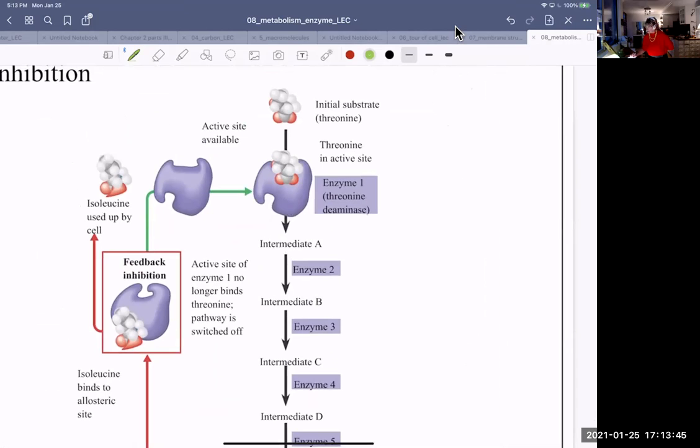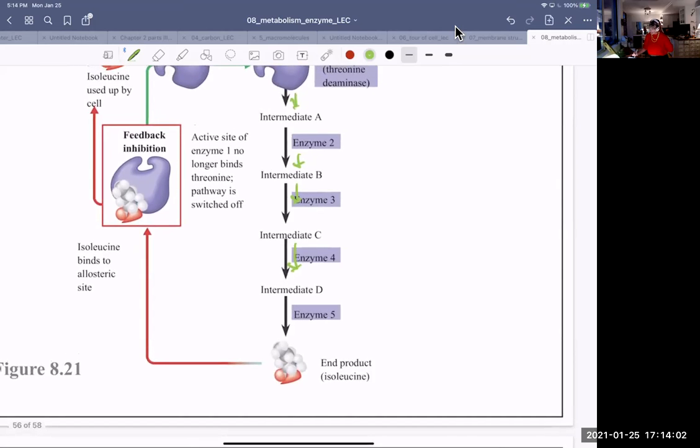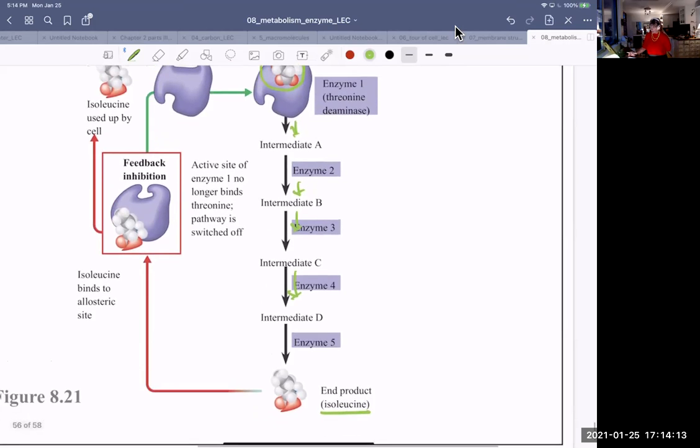So here you've got a substrate. In this case it's threonine. It lands on the enzyme here. It has several intermediate forms and enzymes that catalyze the intermediate reactions. Our end product is isoleucine. So this is an amino acid that we require to make proteins. So we synthesize it. But do we need loads of it? Not really.